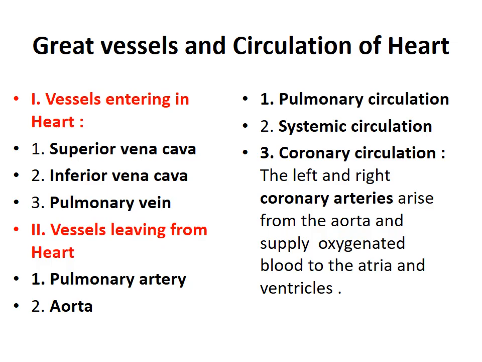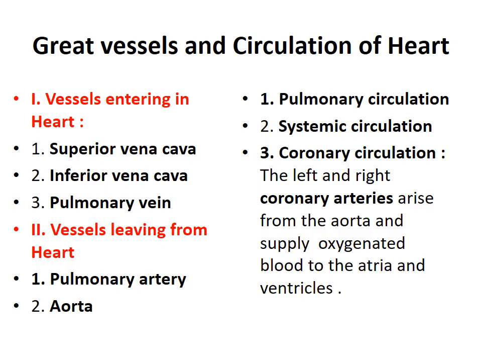So the pulmonary artery carries deoxygenated blood and the aorta carries oxygenated blood. The circulation of the heart has mainly three types: pulmonary circulation, systemic circulation, and coronary circulation. Pulmonary circulation is between the heart and lungs. From the lungs, oxygenated blood is carried through the pulmonary vein and enters the left atrium, and the pulmonary artery carries deoxygenated blood, leaving from the right side of the heart and going to the lungs for oxygenation.